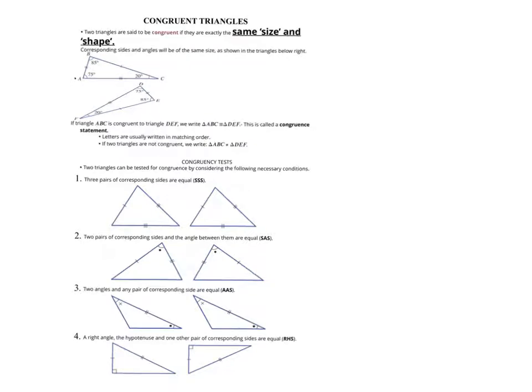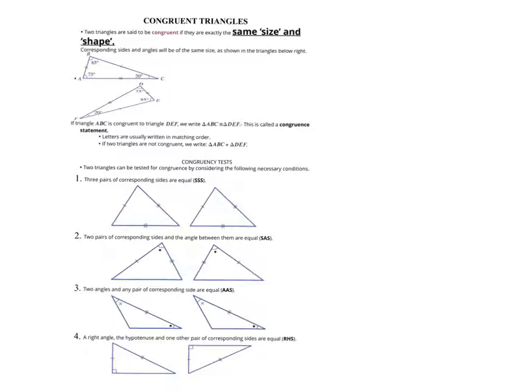So we're sticking to just looking at triangles at the moment, and we are going to be looking at congruent triangles. When we think of congruent shapes, we are thinking of shapes that are exactly the same size and exactly the same shape. So therefore, congruent triangles are triangles that are exactly the same size and exactly the same shape. So let's have a look at these two triangles here, and we're told that corresponding sides and angles will be the same size as shown in the triangles below.